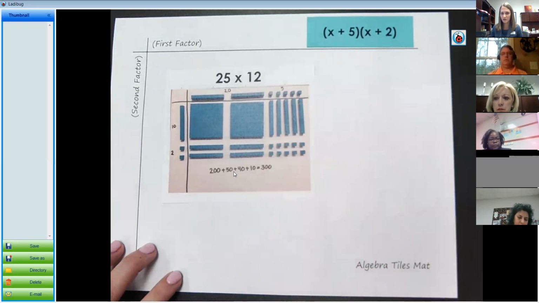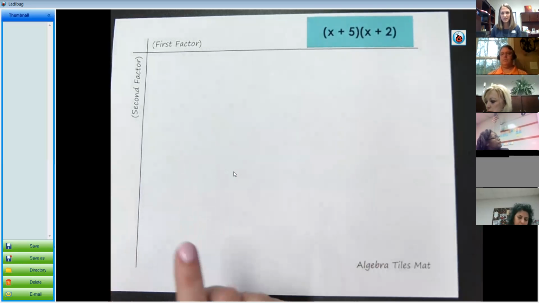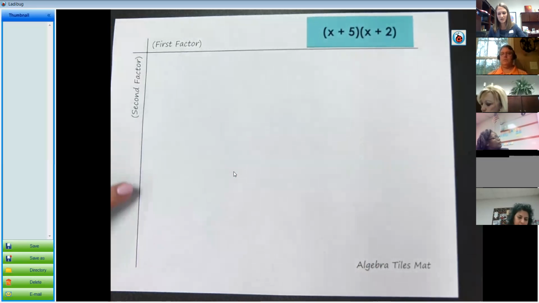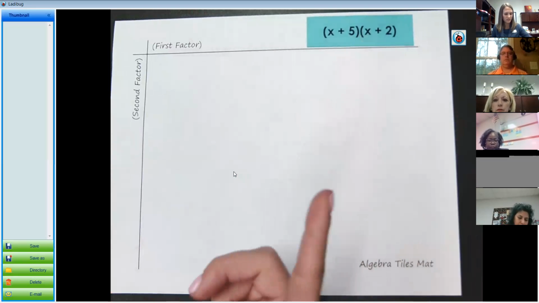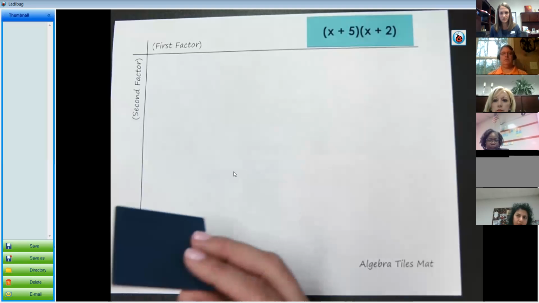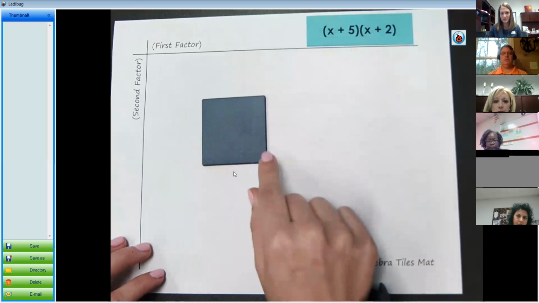So I'm going to shift this out of the way. If I was looking at this, what I tend to like to do is create these lines to represent my factors that are being multiplied for that area. So if I'm looking at x plus 5, the first thing I need to do is define with my students what these algebra tiles mean. This is going to represent x squared. So it's a nice visual for them.